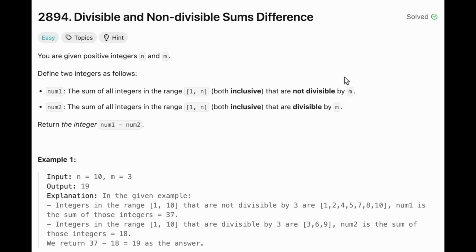Hi everyone, welcome back. Let's write some more Leetcode today. Today we are solving divisible and non-divisible sums difference.